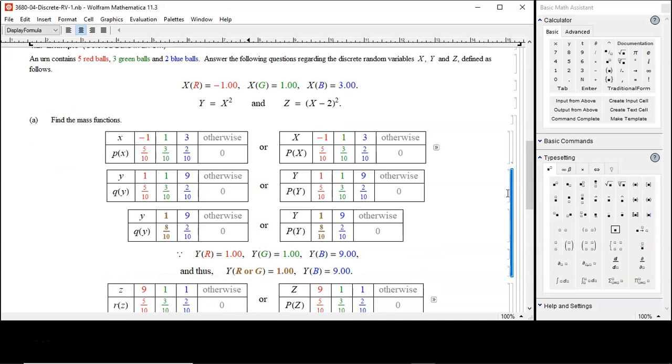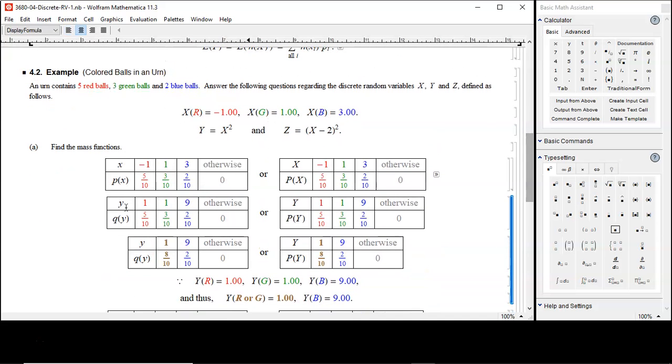Therefore, actually, I can put these two together like this, 1 or 9. Only two possible values. And then probability for 1 is 1/10. And that one stays as 2/10. Make sense? Because these two will give me the same value. Now, what if we calculate the expected value of y?